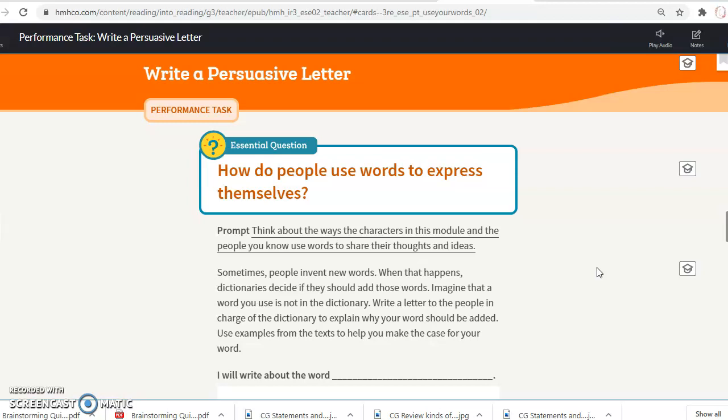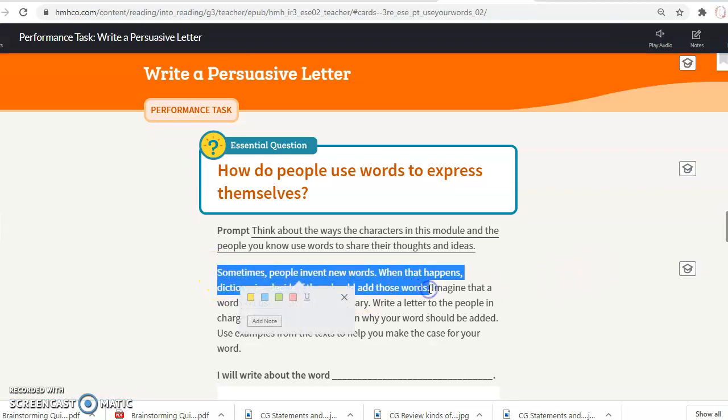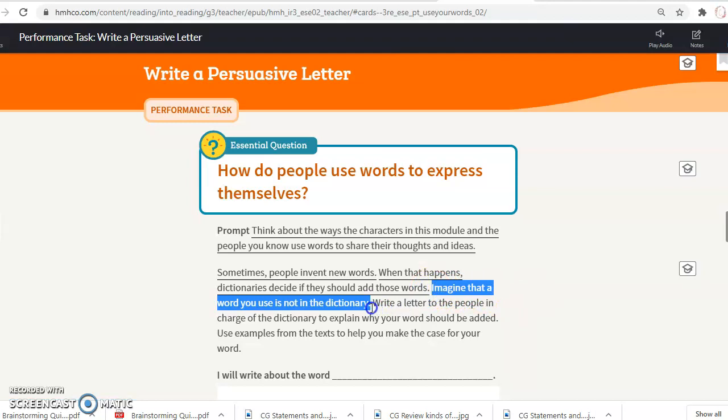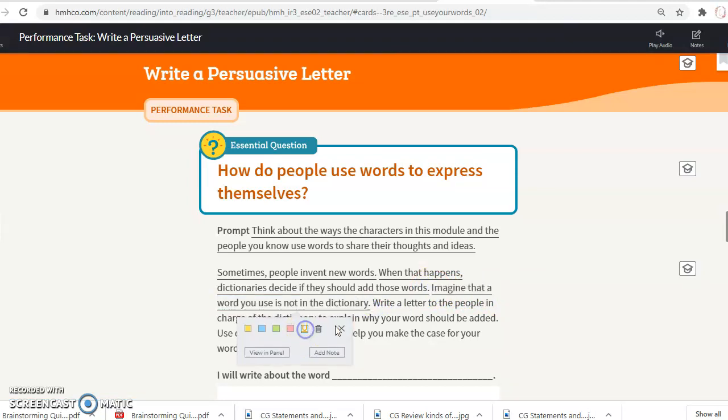The next two sentences say, sometimes people invent new words. When that happens, dictionaries decide if they should add those words. This reminds me that dictionaries decide if those words should be added and defined. The following sentence says, imagine that a word you use is not in the dictionary. This describes a situation in which a certain word is not yet in the dictionary.